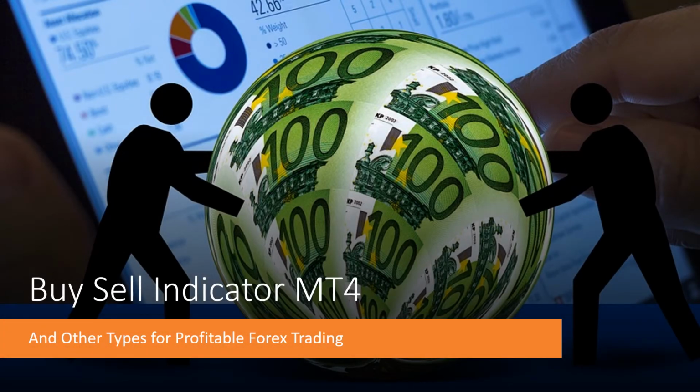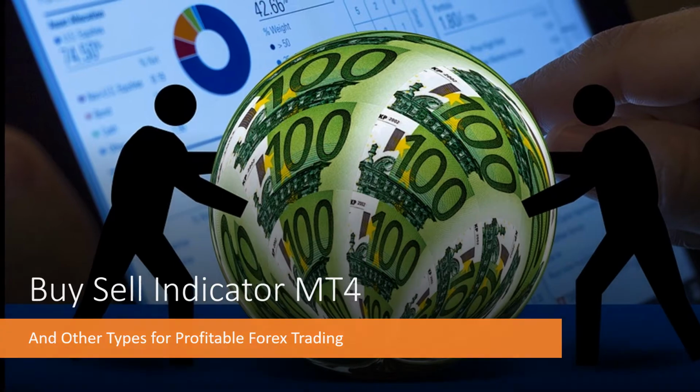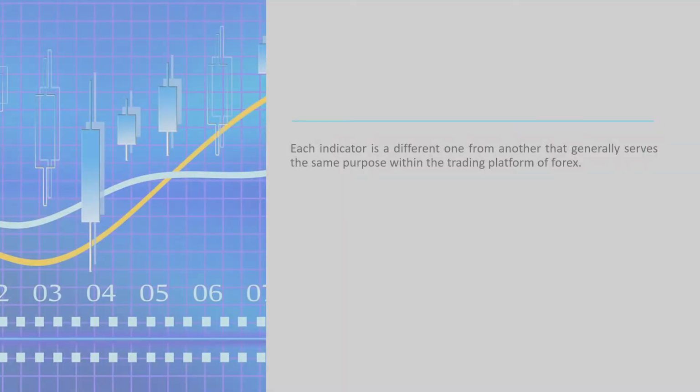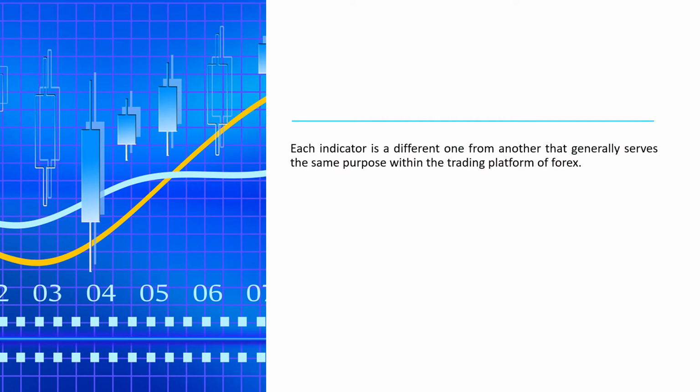Buy-sell indicator MT4 and other types for profitable Forex trading. There are some common indicators within the Forex trading scope that traders can look at before buying and selling. The so-called buy-sell indicator MT4 is only one of them. Each indicator is different from another, but generally serves the same purpose within the Forex trading platform.